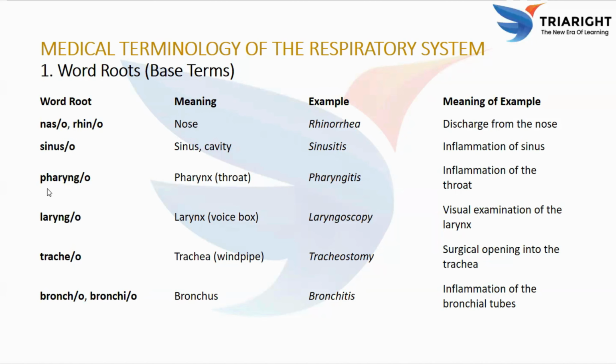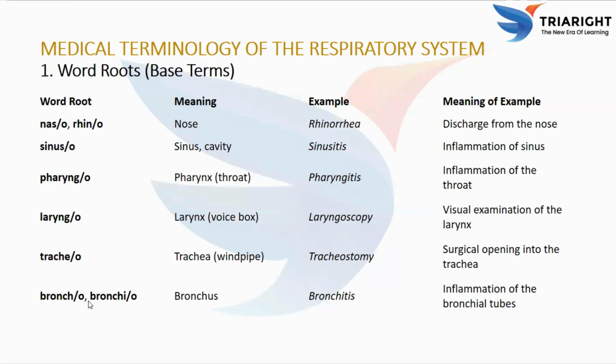So next one, pharyngo. Pharyngo means pharynx; pharyngitis is inflammation of the throat. Laryngo means larynx, nothing but the voice box. For example, laryngoscopy is when the doctor uses a small scope to look inside your voice box. Then trachea, or windpipe. For example, tracheostomy is a surgical procedure that creates an opening in the trachea to help a person breathe.